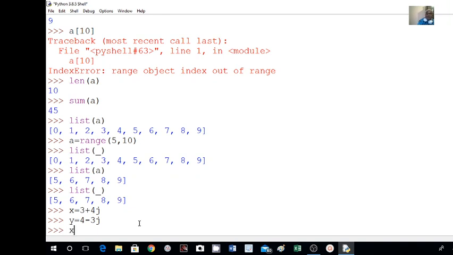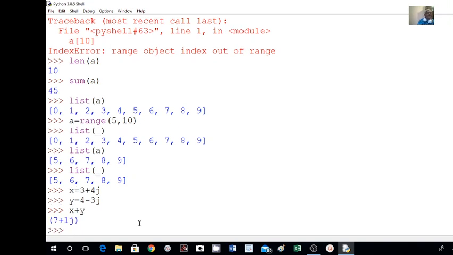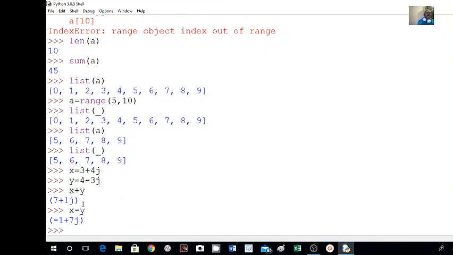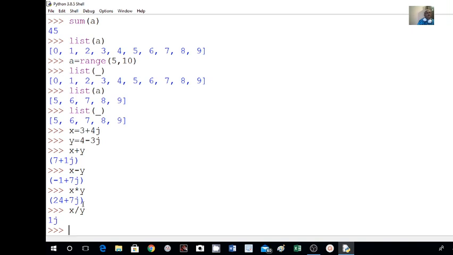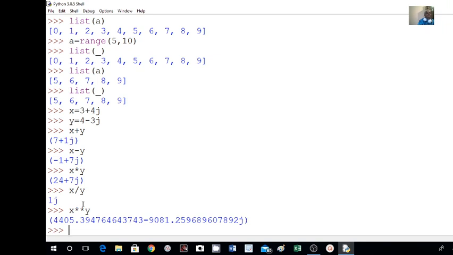What about X plus Y? X plus Y, enter. I think 7 plus J here, adding these two. And X minus Y gives minus 1 plus 7J. X into Y is also defined because this is also a complex number. X slash Y is also defined. And what about X to the power of Y? Is this defined? Yeah, it is defined.